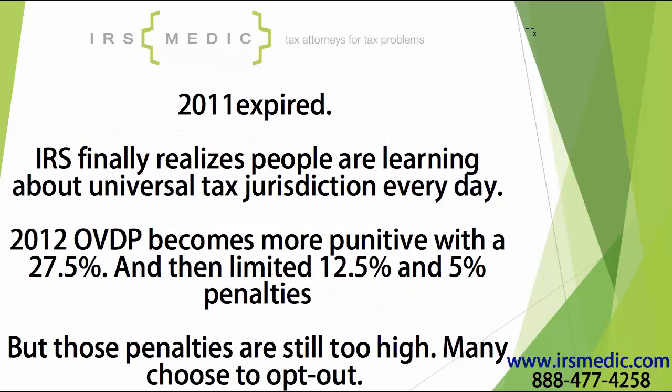Now, what happened? The 2011 expired. The IRS finally realizes people are learning about universal tax jurisdiction every day. Maybe they read an article in the expat newspaper. Maybe they're reading it now. Maybe you just found out just minutes ago watching this, right? So they said, okay, well, the 2012, we're going to just announce that, and there's really not going to be an expiration date.